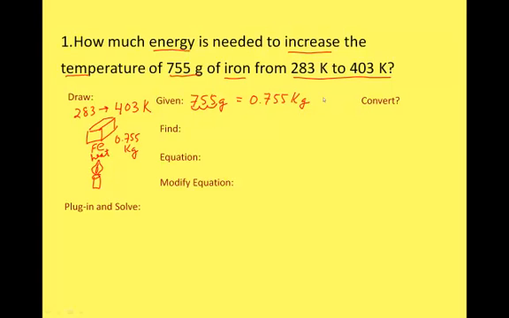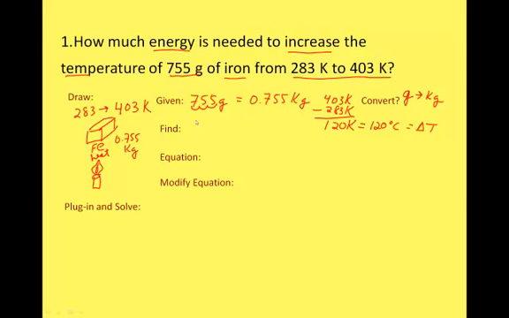We also know that 403 K minus 283 K comes to 120 K, which also equals 120 degrees C, and this is equal to the change in temperature. Do we need to do any conversions? Well, we've already done the grams into kilograms, and that's done.